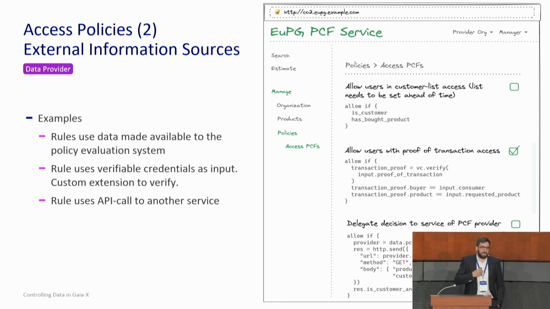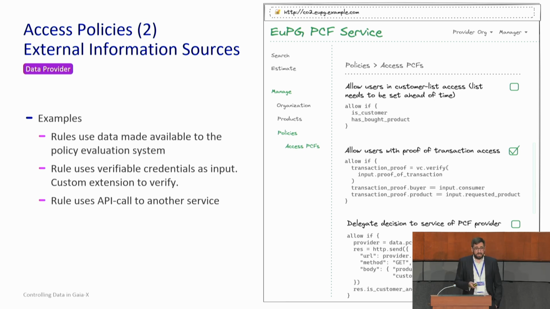The first thing to mention, we can put external information beforehand in this policy evaluation system. Then you have the first rule. Then what I just mentioned with the verifiable credentials. This is the one with the checkbox, which is nice. Or you could also call out to another service. So every time someone wants to access a PDF, we would do a network call to the service from the steel provider that tells us if this customer has bought this product, and if so, we let it access.